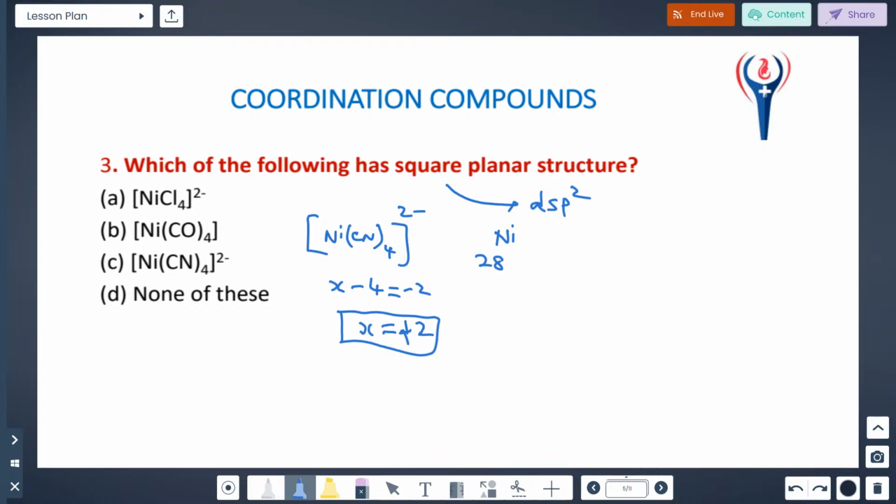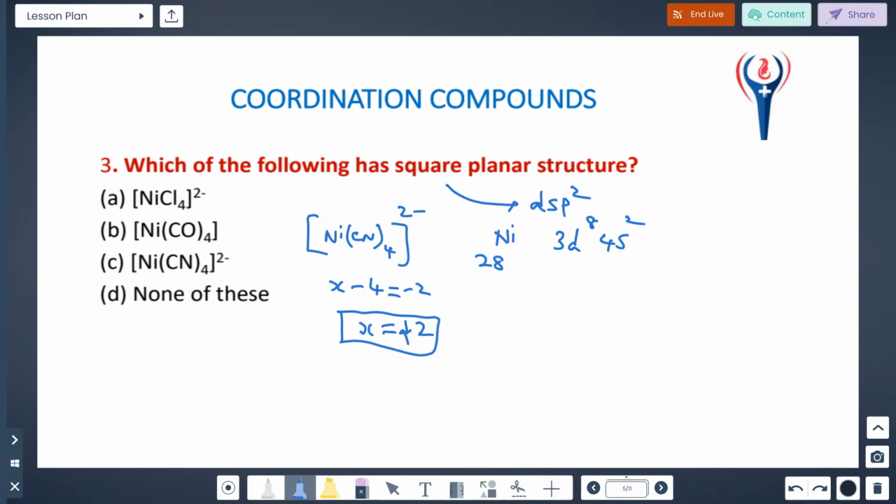How does it end? The outer electronic configuration is 3d8. 8 means 8 here. Just remember like this, it will be easy to memorize. 8 means 8 will come, 9 means 9 will come, 7 means 7 will come. So 3d8 4s2. In nickel, in the ground state, it is 3d8 4s2.